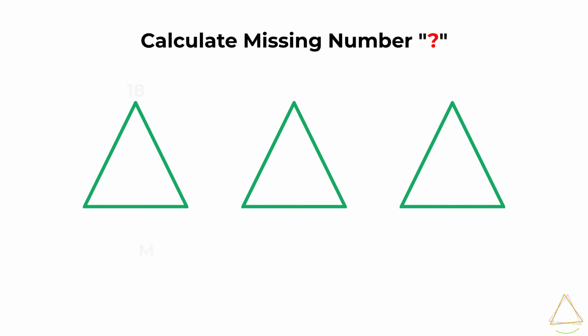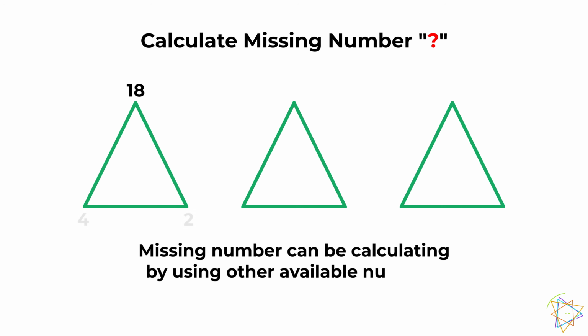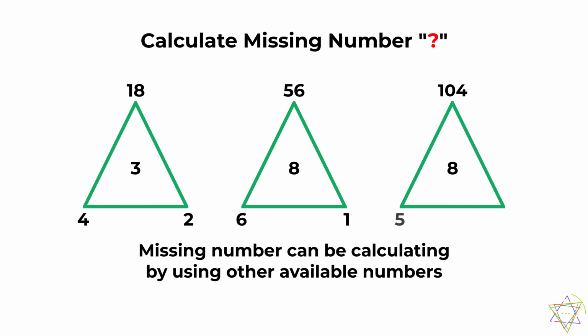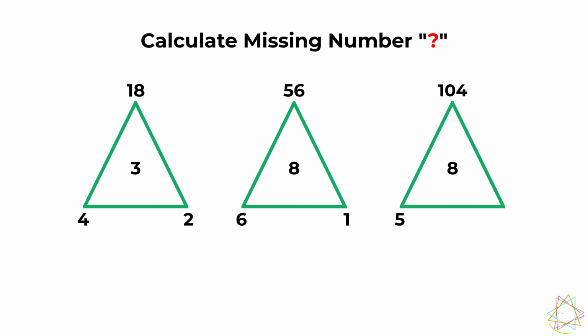First triangle has number 18 on the top, numbers 4 and 2 at the bottom, and number 3 in the middle. Second triangle has number 56 on the top, numbers 6 and 1 at the bottom, and number 8 in the middle. Third triangle has number 104 on the top, number 8 in the middle, number 5 in the bottom left corner, and the number in the bottom right corner is missing. Your choices are 9, 10, 11, and 12.